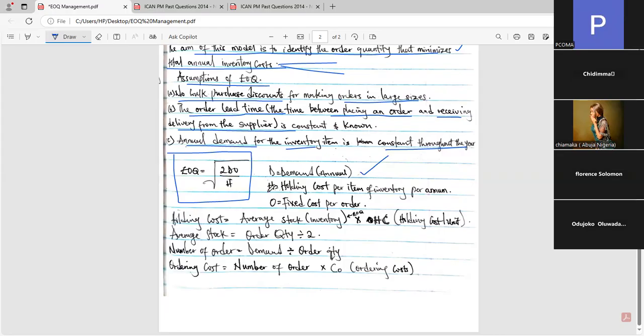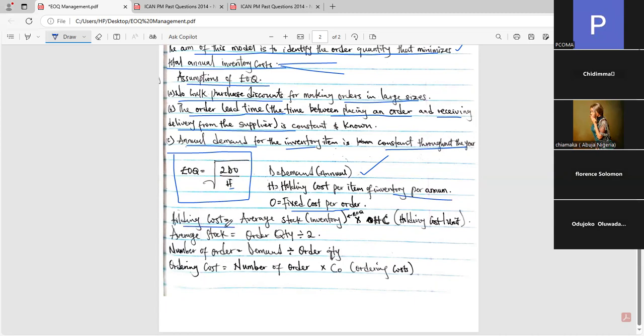O is ordering cost, the 2DO. That's why I call it a fixed cost per order. H is holding cost, the holding cost per item of inventory per annum. That's the holding cost. Am I making sense now?